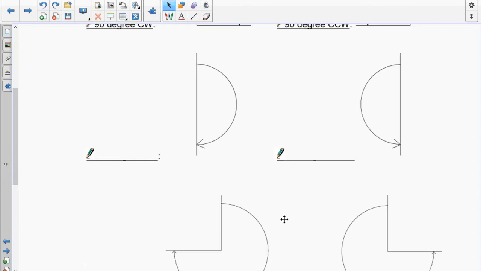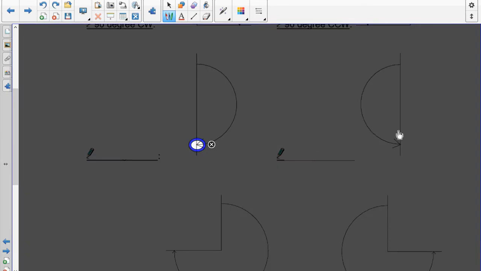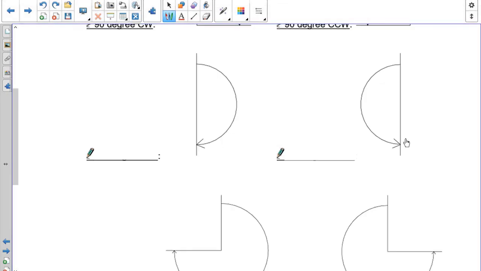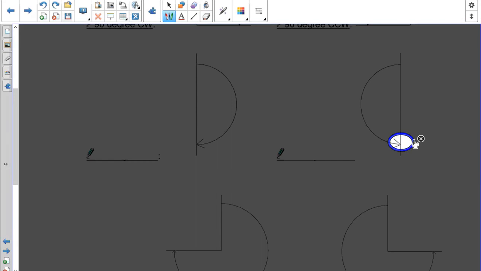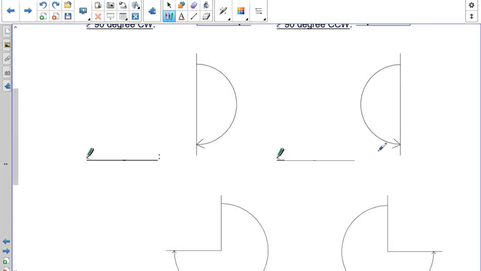For 180, one thing you should notice right off the bat is that this is where that one ends, and over here, look where this one ends, same place. So these two rotations of 180 degrees clockwise and 180 degrees counterclockwise result in the location at the end being exactly the same. So we don't normally tell you clockwise or counterclockwise when we're doing a 180-degree rotation.